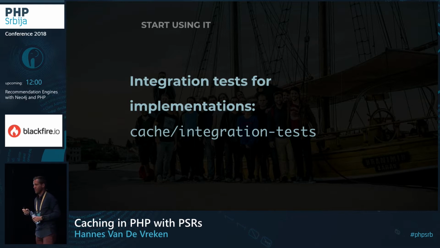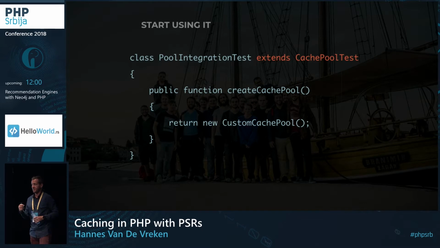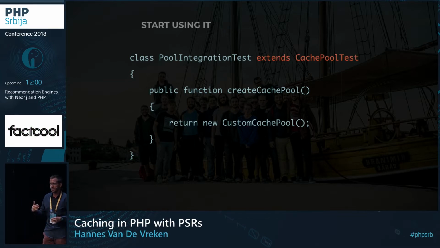I use it myself because I wanted to build my own implementation of a PSR-6 interface object, and I use this package to basically generate my PHPUnit tests. So this is the only thing I had to write. This is pretty neat. I had to write my own pool integration test, and that had to extend some cache pool tests, and that itself is a PHPUnit test. So just by implementing this one method, I already had all my unit tests. And those unit tests basically make sure that your implementation complies with the actual specification.